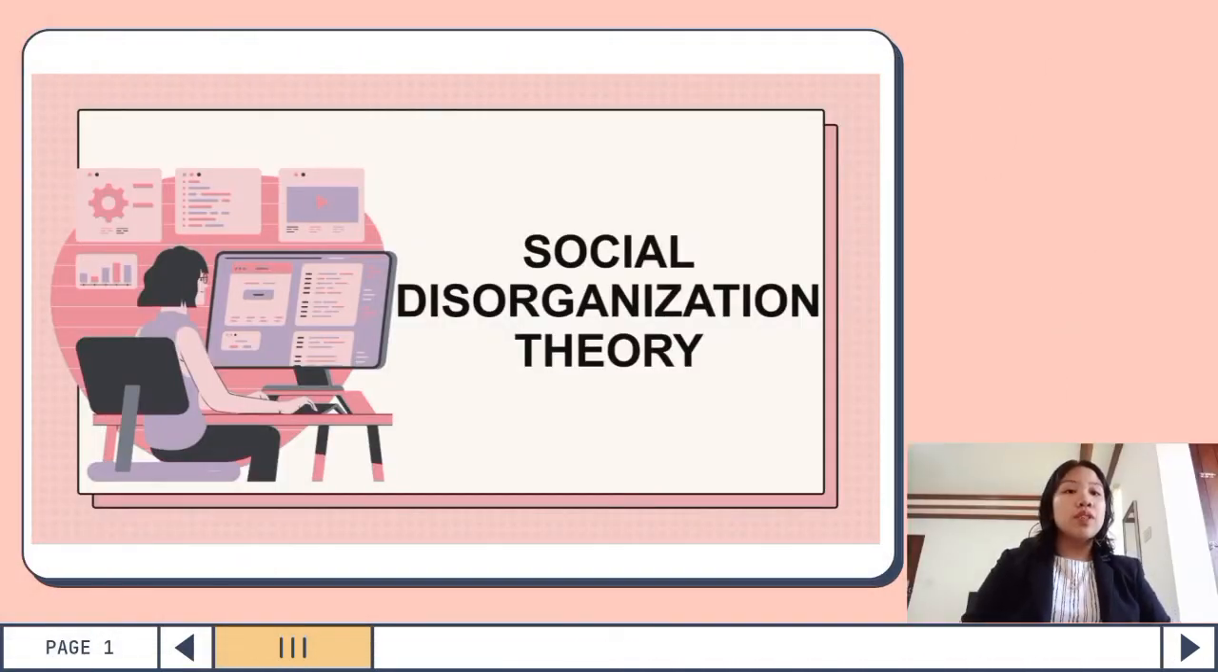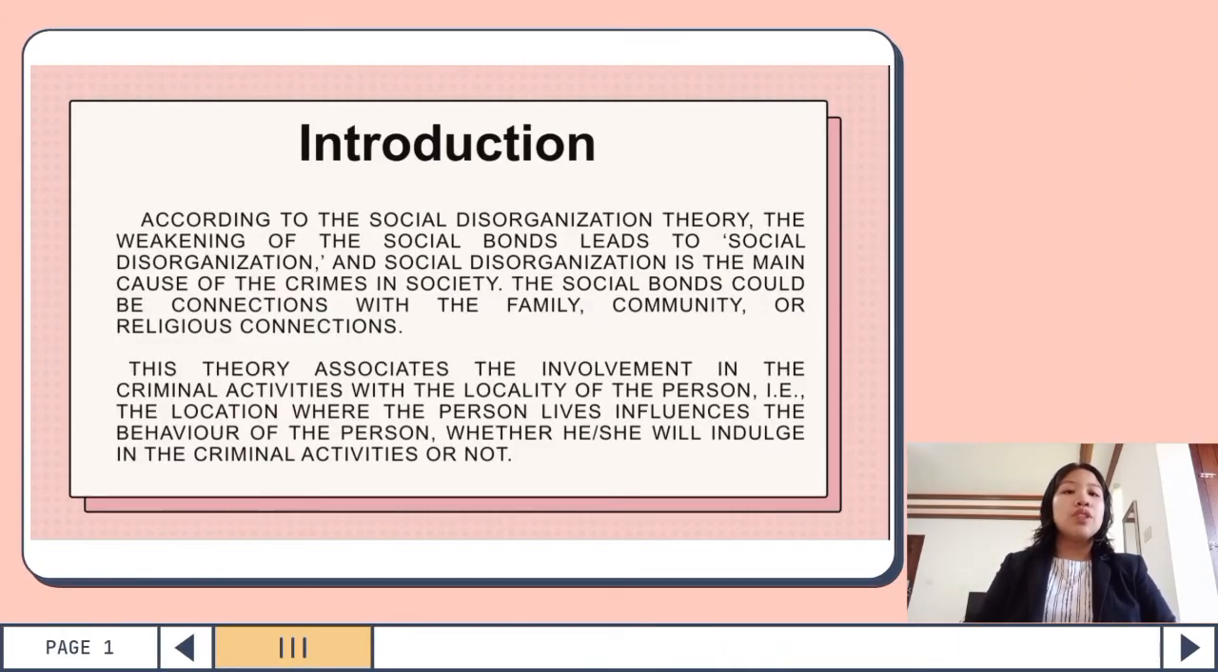The social disorganization theory. To start, I will give a simple question to everyone. What is social disorganization theory? According to the social disorganization theory definition, the weakening of the social bond leads to social disorganization, and social disorganization is the main cause of crimes in society. The social bond could be a connection with his family, community, or religious connections.